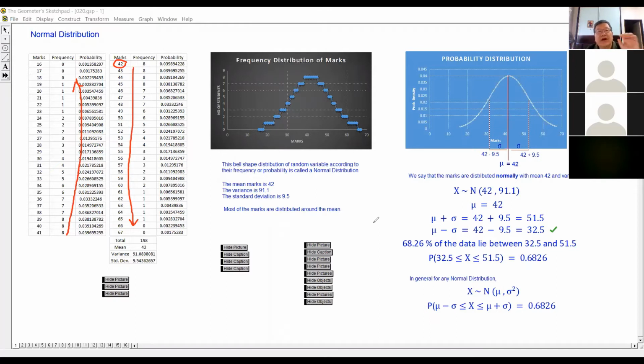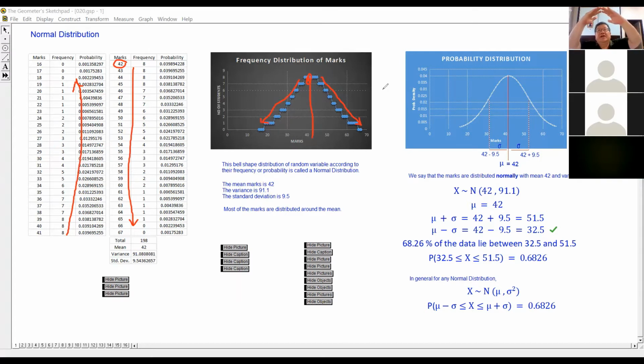So when I plot the graph of the frequency against the marks, right? So the frequency against the marks, around 42 there. This is around 42. You have the most number of students. As you go higher and higher the marks, the student become less and less. Or if you go lower and lower the marks, also we have less and less student. So this blue mark here shows the frequency. So this type of distribution you can see is like a bell shape.